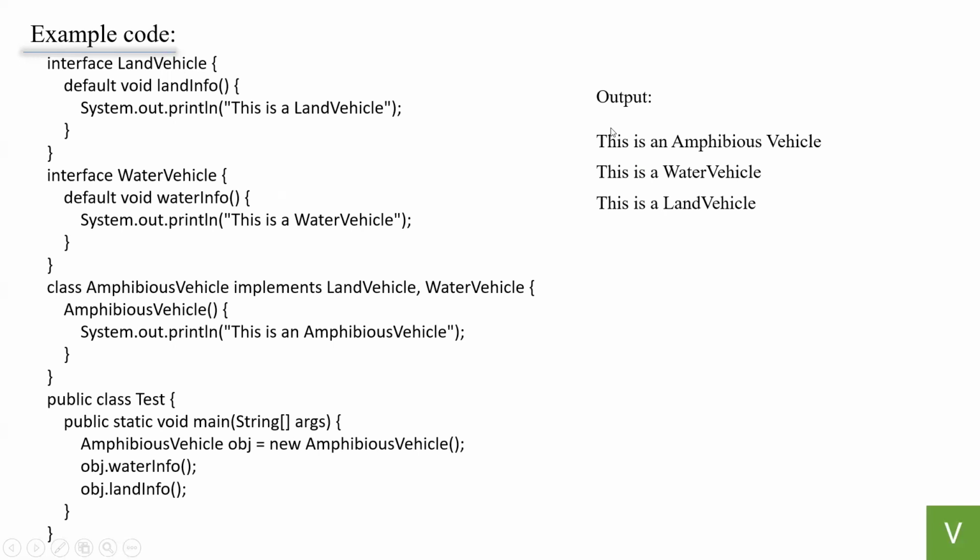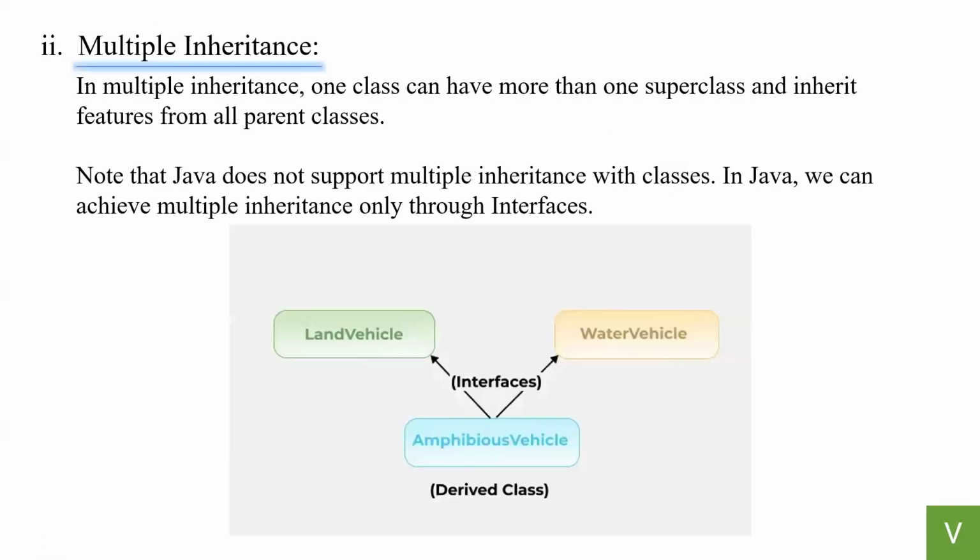So a quick recap: multiple inheritance is the process of deriving the child class from more than one parent class. But Java doesn't support multiple inheritance with classes. It can be achieved only by using the concept of interfaces. So this is multiple inheritance.